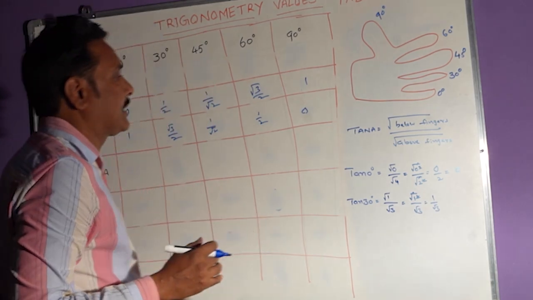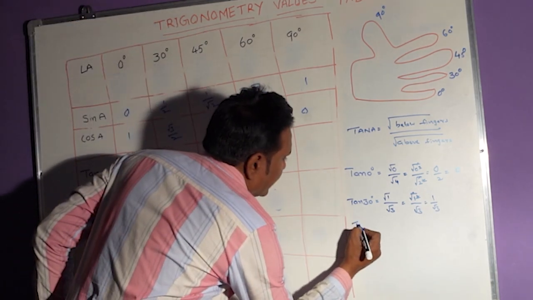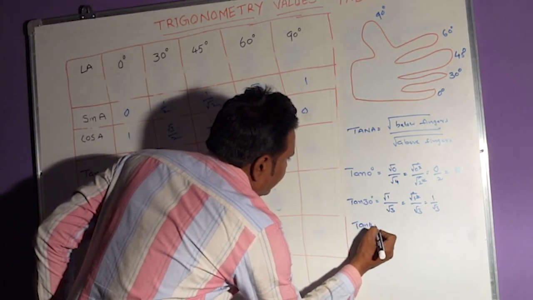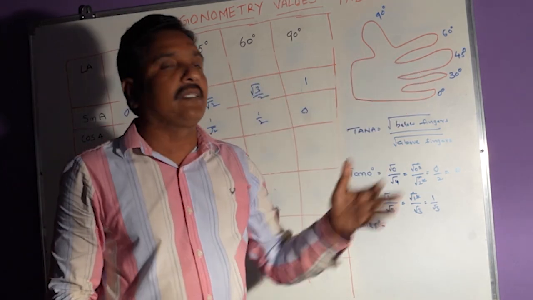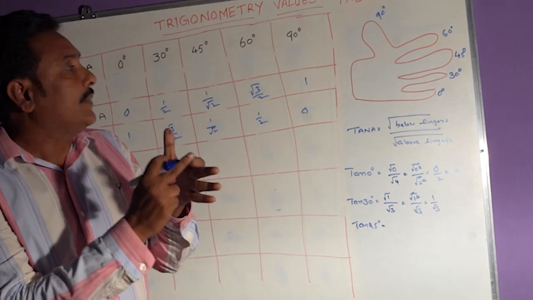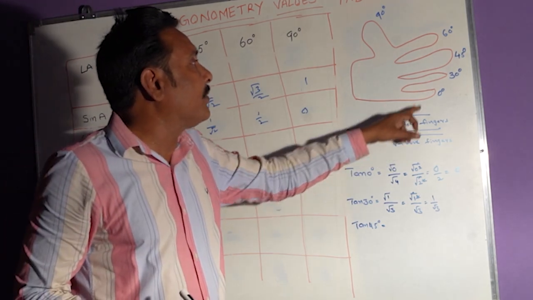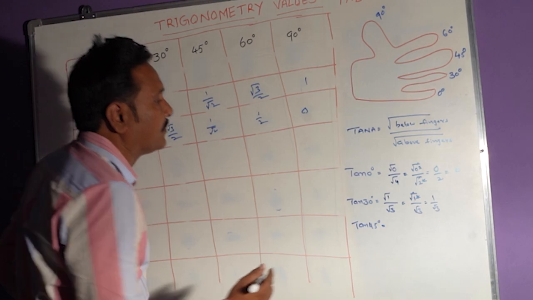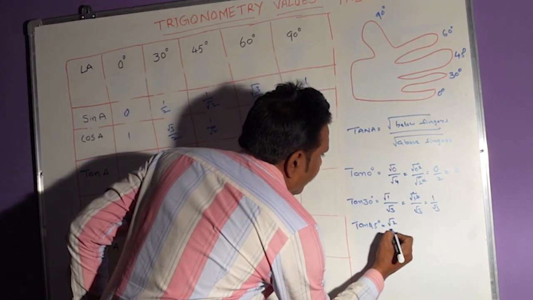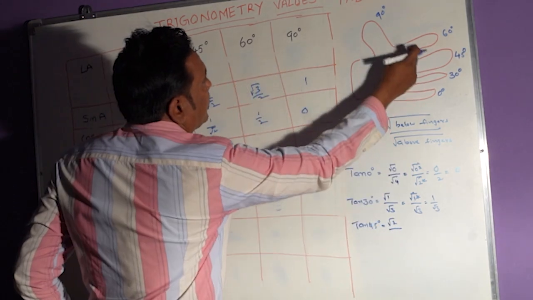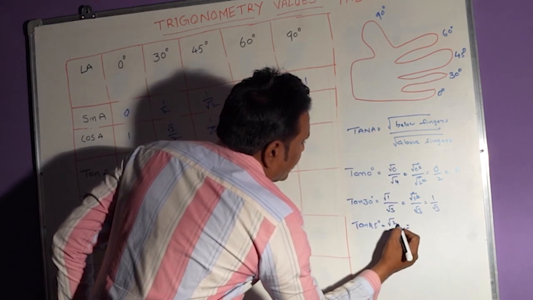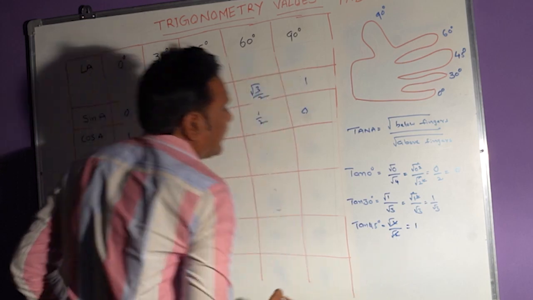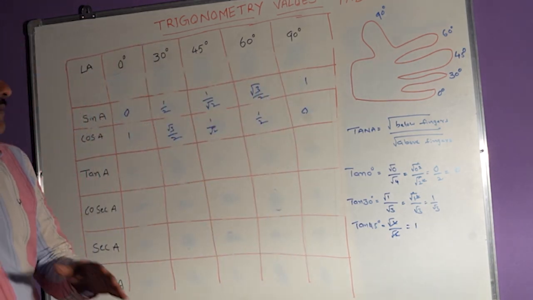Okay. Next, tan 45 degrees. 45 degrees means the 45 degree finger is the middle finger. Middle finger means root of below fingers. Below fingers is 2. Root 2 by root of above fingers. Above fingers means root 2. Then root 2 is cancelled. 1. Tan 45 degrees is 1.